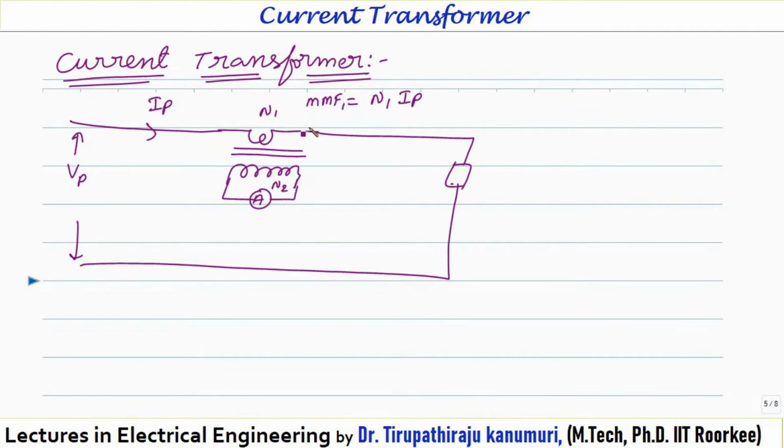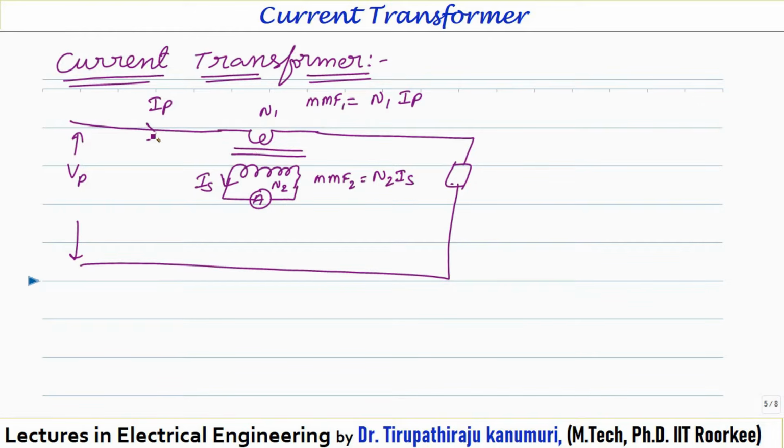Because of this MMF, flux will be produced in the core. That flux will link with the secondary. So on the secondary side, an EMF will be induced and the current will start passing, as per Lenz's law, in such a way that the secondary will produce exactly the same MMF to counterbalance the primary MMF. That means the net flux in the core will be equal only to the no load, or magnetizing, component. So the secondary MMF will exactly counterbalance the primary MMF as per Lenz's law. The MMF produced on the secondary side will be equal to N2 multiplied by IS.